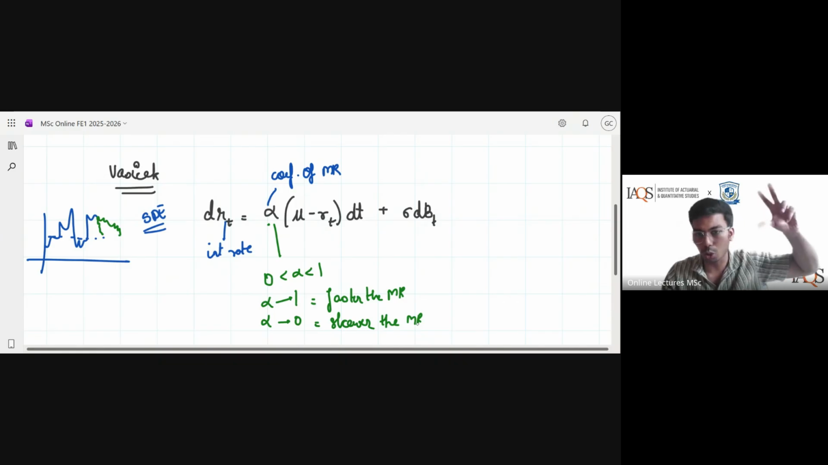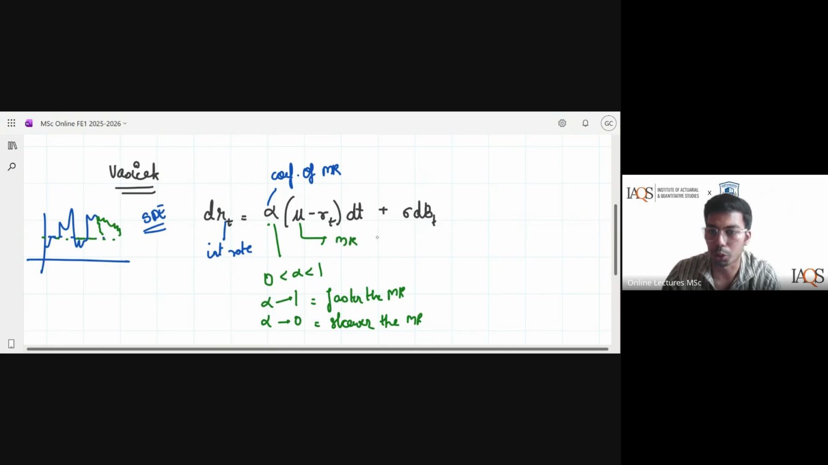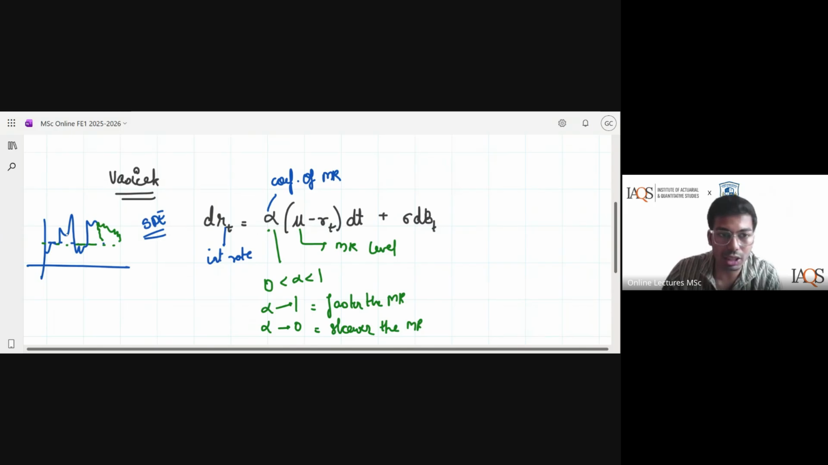Everyone understood what alpha controls intuitively? Mu is nothing but your mean reversion level. This level that we are talking about is ideally the value of mu. Now does it make sense? Mu minus Rt is nothing but the distance from mean reversion. I'm multiplying that by alpha, so alpha controls how much of the difference mu minus Rt is corrected. Make sense?